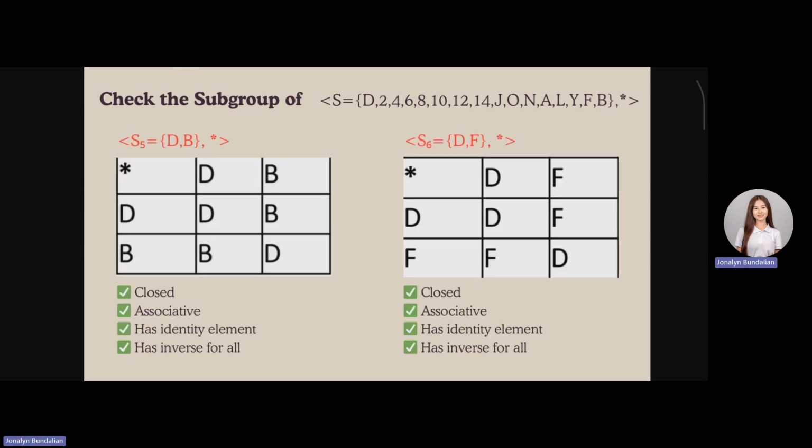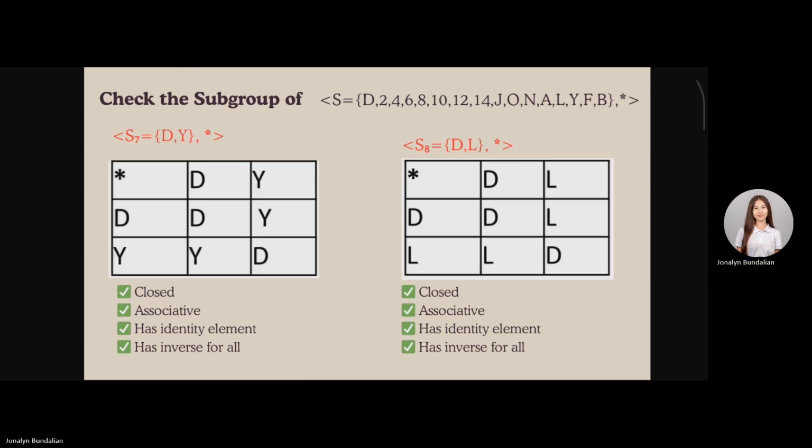So next, S sub 5 is equal to D and V, and S sub 5 is closed, it is associative, and it has an identity element, and has an inverse for all. Also S sub 6 is equal to DF, it is closed, associative, and has an identity element, and has an inverse for all. For S sub 7 is equal to D and Y, it is also closed and associative, and it has an identity element, and it has an inverse for all.